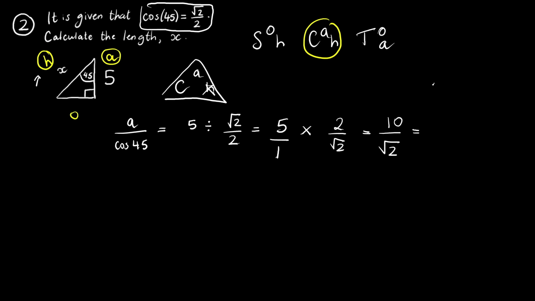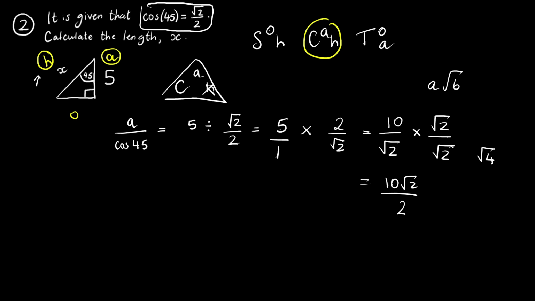You might be asked to give the answer in the form a root b. So we might have to do something about this root 2 at the bottom, because usually we don't like having surds at the bottom. So the way to do that would be to rationalise the denominator. So we times by root 2 over root 2. So 10 times root 2 is 10 root 2. Root 2 times root 2, well, that's root 4, which is the same as 2. Just being careful when you multiply the numbers.